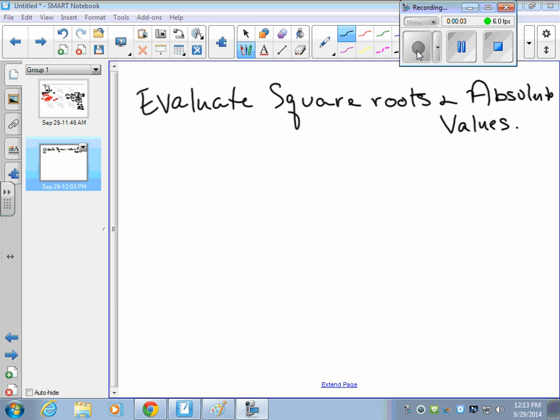So another mastery topic for the end of quarter one is to evaluate square roots and to be able to evaluate absolute values. So I'm going to take them separately. So first I'm going to talk about square roots.